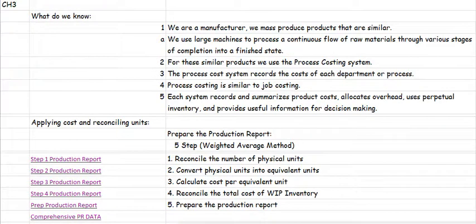Step 2 of our production report using the weighted average method under the process costing system. We are going to convert physical units into equivalent units. So I'm going to pause just a moment while I flip to that tab.